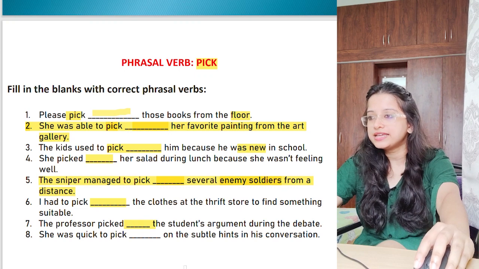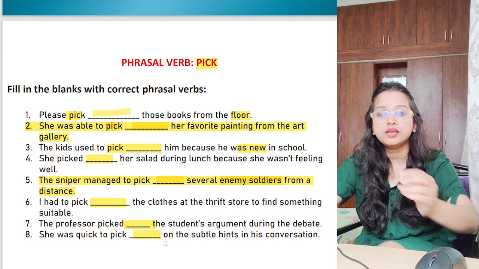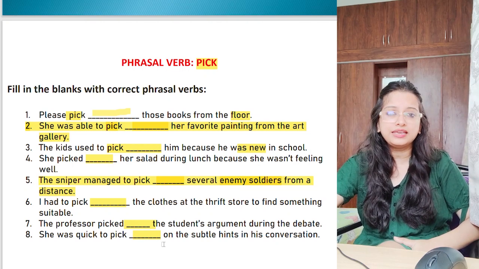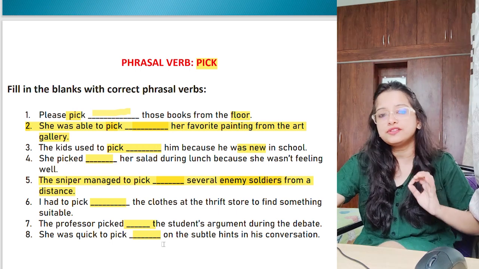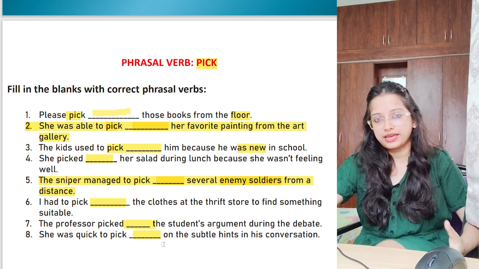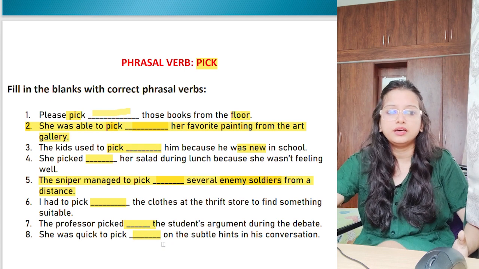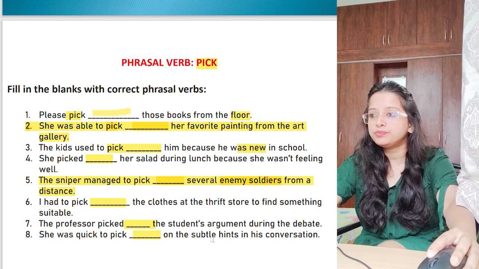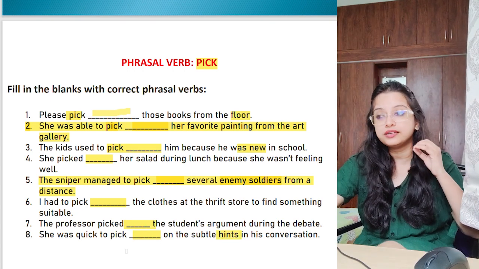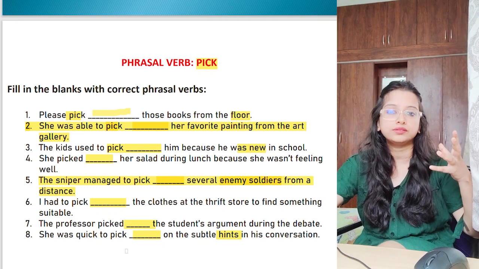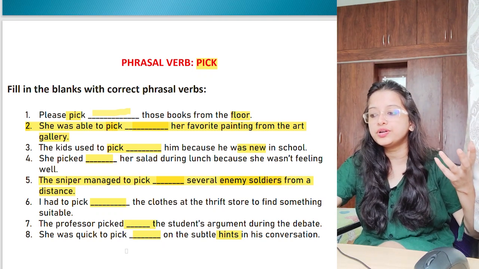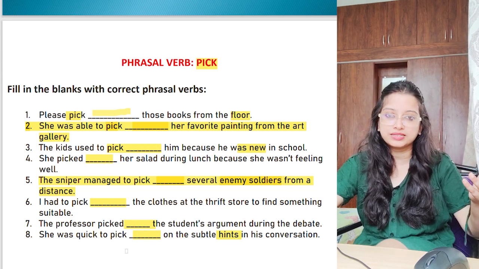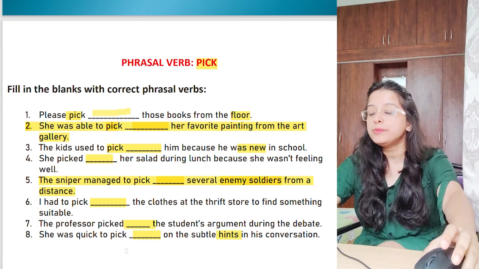She was quick to pick dash on the subtle hints in his conversation. So like maybe the boy is trying to propose to the girl, and directly he does not say that I love you, but he gives some hints that I am interested in you, what would it be like if you had to spend a life with me, that kind of questions he is asking. So those are hints. And the girl very easily could pick dash on that thing. That means understand, to notice or detect something which is not obvious. Even then she is able to understand what he is trying to say. So it will be pick up on.